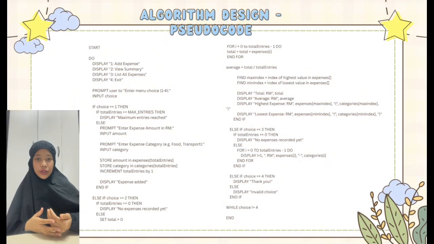So, our pseudocode starts with a do-while loop. If the user chooses an expense, the system checks if the array is full. Then, store the amount and category. If view summary is selected, it calculates total, average, finds highest and lowest using a for loop and conditional logic.